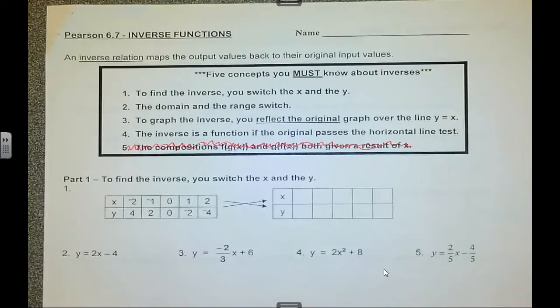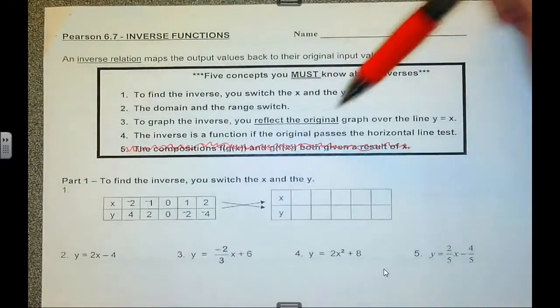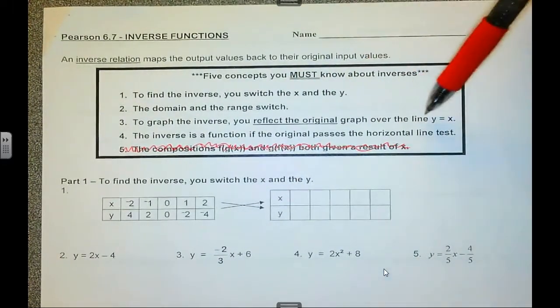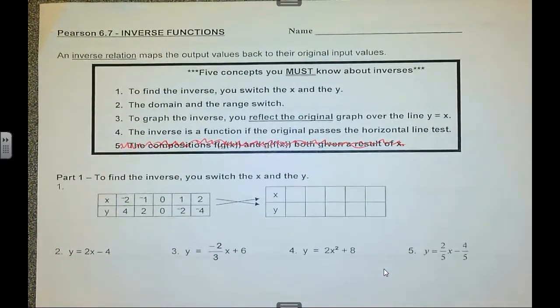2, here, by the way, these are the properties of the inverse functions. Okay? 2, the domain and the range switch. Okay? 3, to graph the inverse, you reflect the original graph over the line y equals x. Everybody know what the line y equals x is?